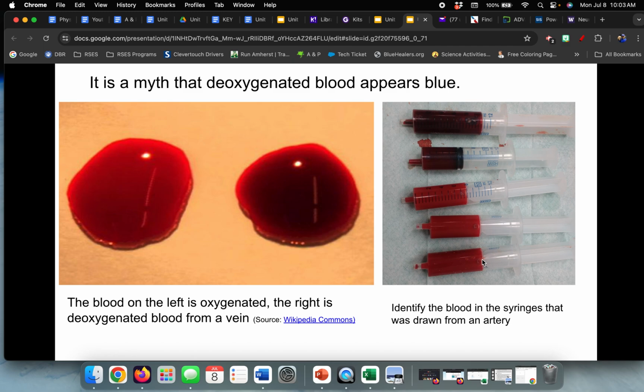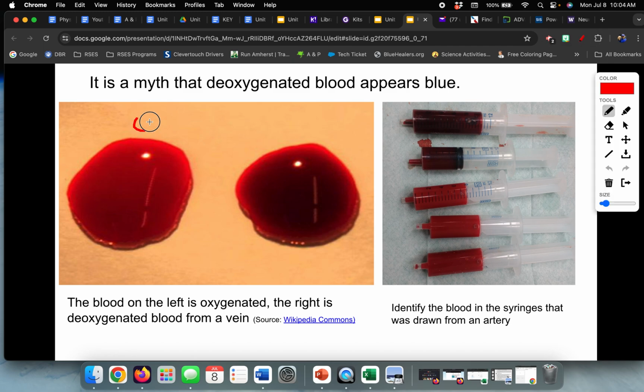So I know a lot of people always ask, deoxygenated blood in your veins is not blue. If you look here, sorry about the dogs. This blood here has a lot of oxygen in it, so it's like what you'd find in an artery. This is low in oxygen, so it's something like you'd find in a vein. So if we look at these pictures, anything bright red is coming from an artery. Dark red would be coming from a vein.